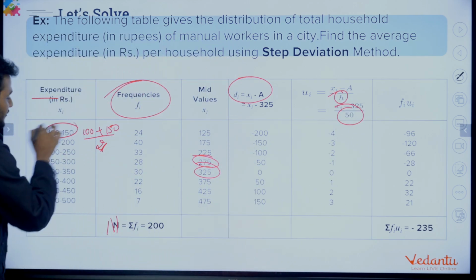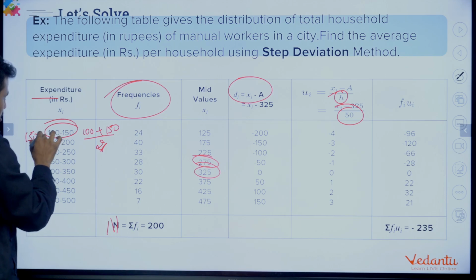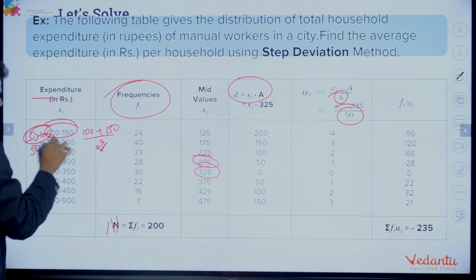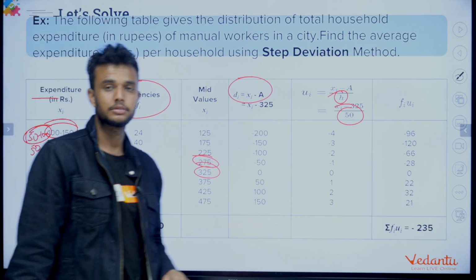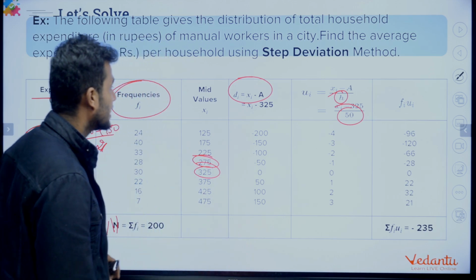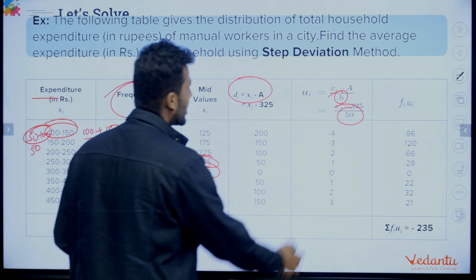Look here. What is the difference between these two class intervals? 50 difference is there. Here also 50 is there. It becomes the height, h. Completely. Then fi ui, fi ui.